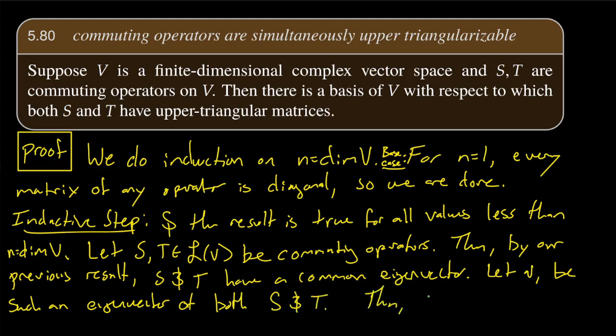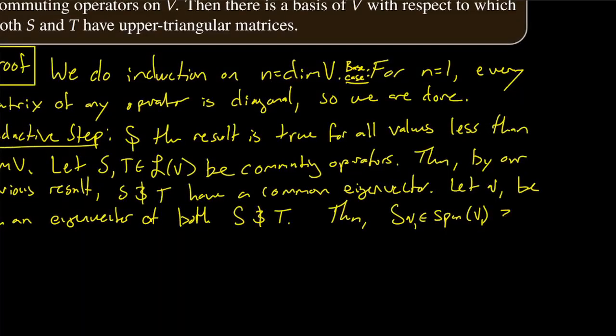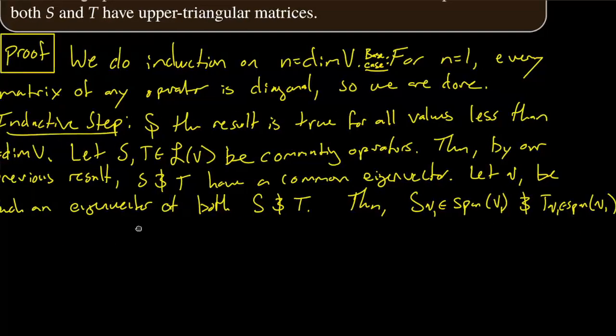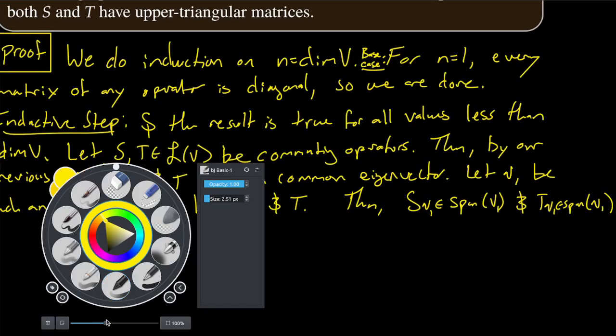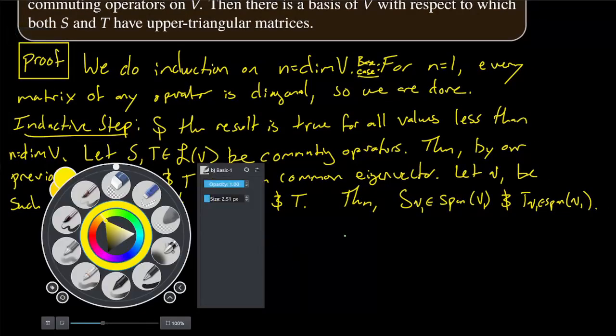Then SV1 is in the span of V1, and TV1 is in the span of V1. So, let me zoom out a tiny bit. I shouldn't have scrolled quite as far there.